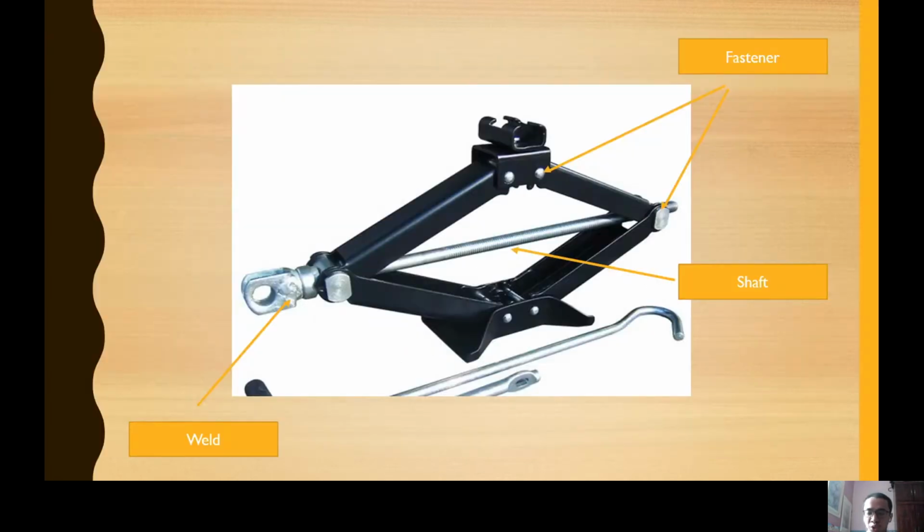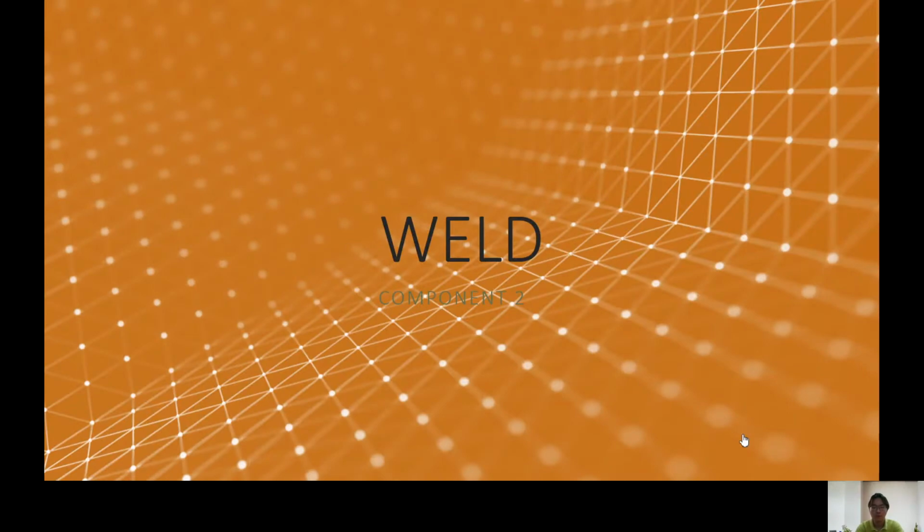Next, why did we choose Kajat? Because it has three mechanical components, which are fastener, shaft, and weld. Thank you. My name is Wong Hao. Now I will explain the weld part.